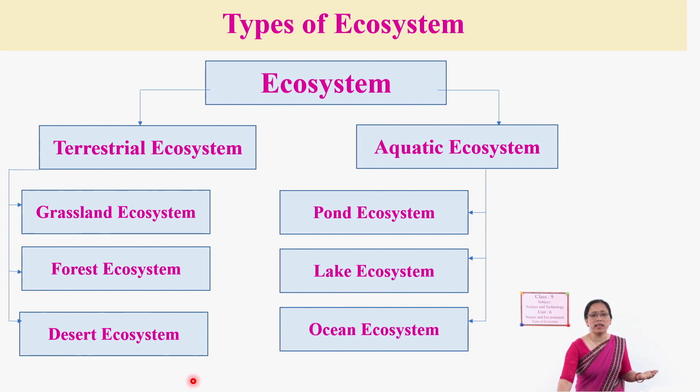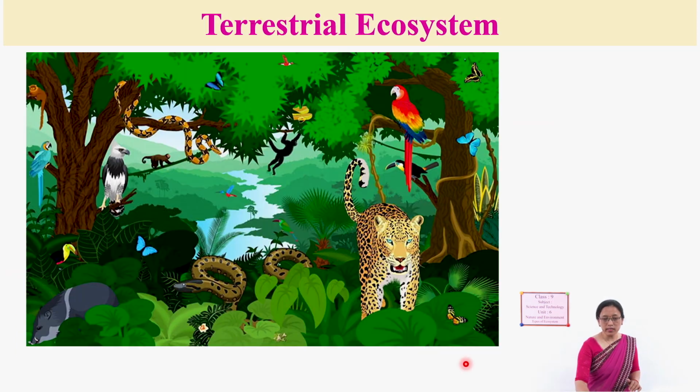Furthermore, in the case of aquatic ecosystems, even in aquatic conditions, the condition in a pond is different from a lake, and different from the ocean and river. So the ecosystems of aquatic conditions are also of different types, that is pond ecosystem, lake ecosystem, ocean ecosystem, etc. Okay, first one is terrestrial ecosystem.